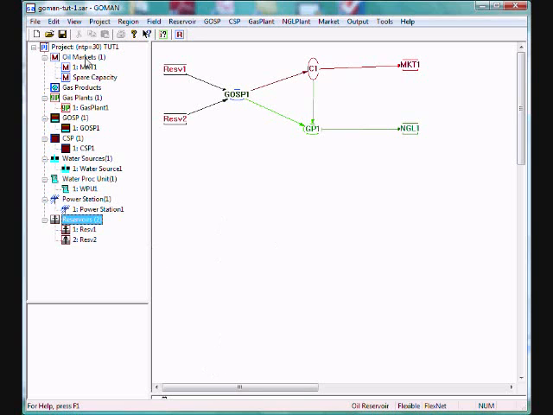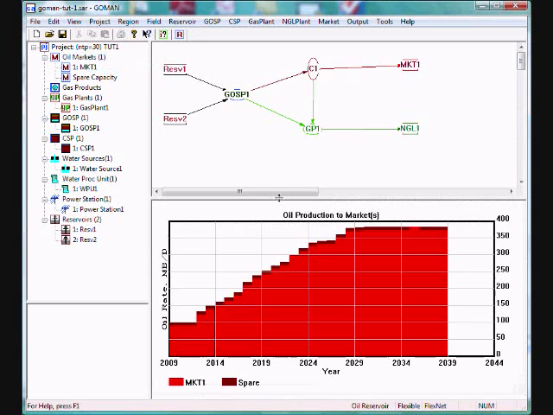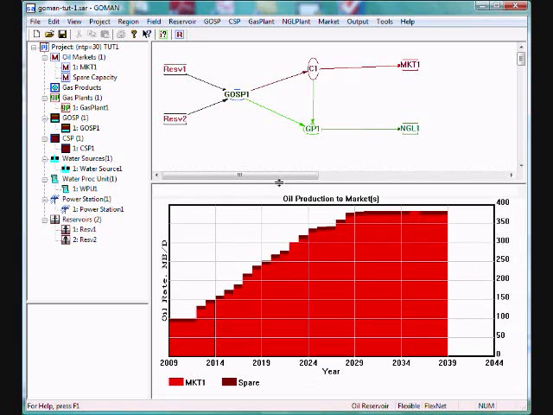So we can see results in the oil markets. We right click on an element on the production tree, and we see the options available for plotting. For example, at the oil market level, we can see the stack oil rate, and the values are plotted here in the lower graphic pane. So we can see the oil production to market 1 and the oil production to the spare market.